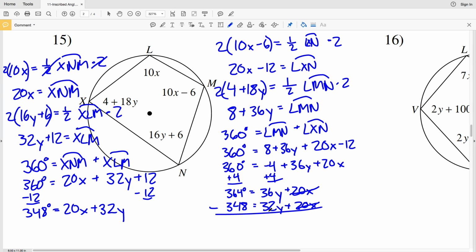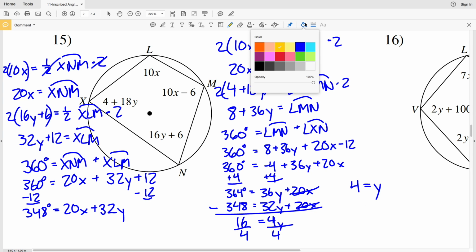36y minus 32y is 4y. And 364 minus 348 is equal to 16. So when I divide both sides by 4, 16 divided by 4 is 4. 4 divided by 4 is 1. So 4 is equal to y.